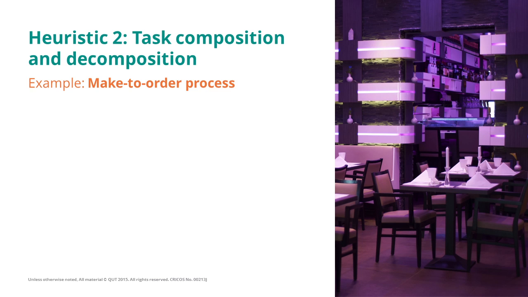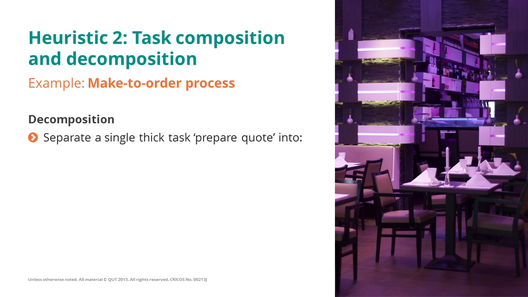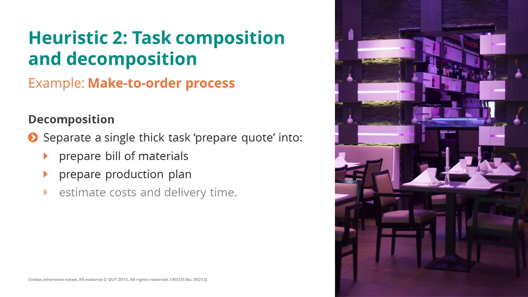In such make-to-order processes, it is often the case that we have to start when we receive an order for a customer by preparing a quote. This is a rather thick task. It involves preparing a so-called bill of materials, meaning the list of materials that are required in order to manufacture the product that the customer is requesting, preparing a production plan, and then estimating the cost and the delivery time.